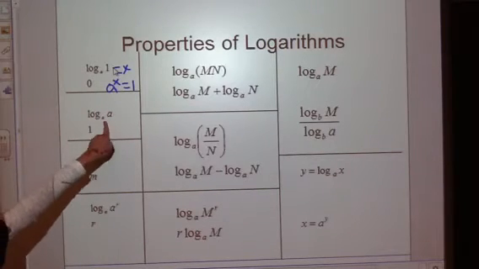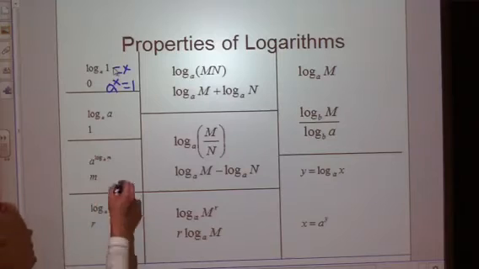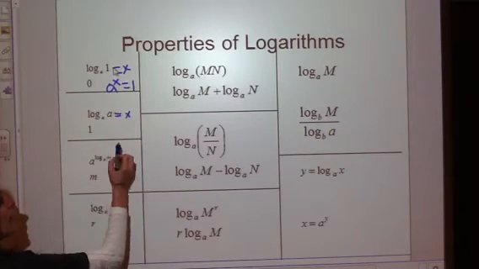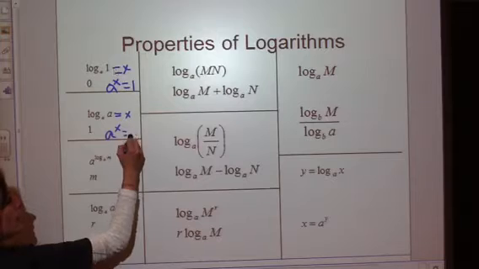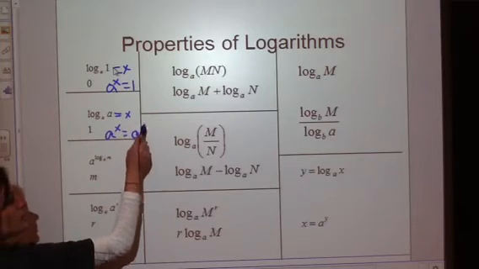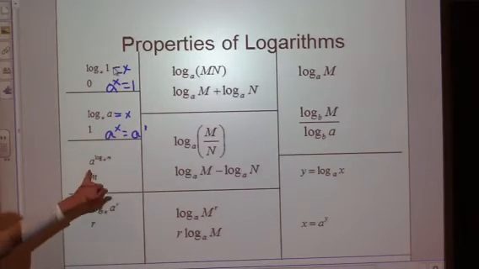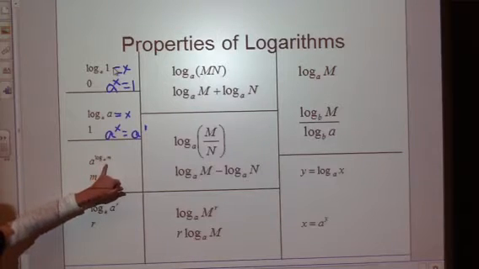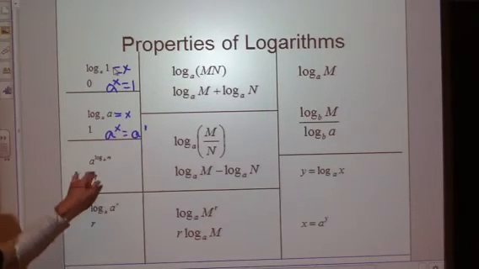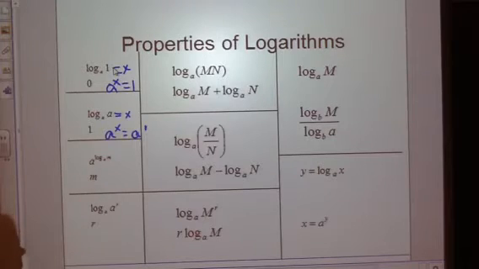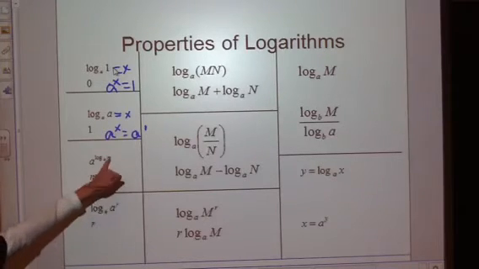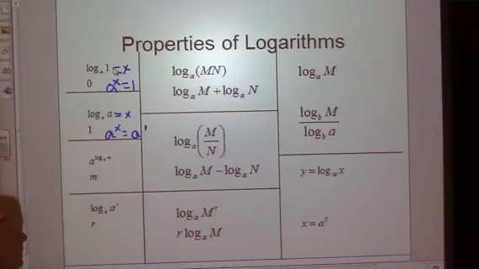Here we got log base a of a is going to equal 1. The reason for this, if we set it equal to x, we have a to the x equals a. Well, our bases are the same, so therefore our exponents are equal, and that's why you get 1. So if your base and that number are the same, you're simply going to get 1. Here we have a to the log a of m. So since our bases are the same, it equals m. Here we got log base a of a to the r equals r.